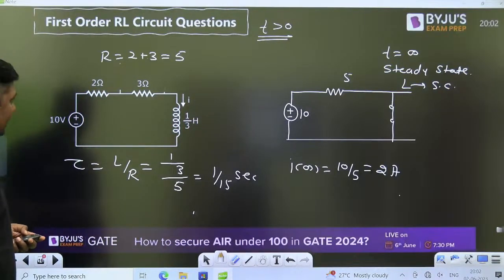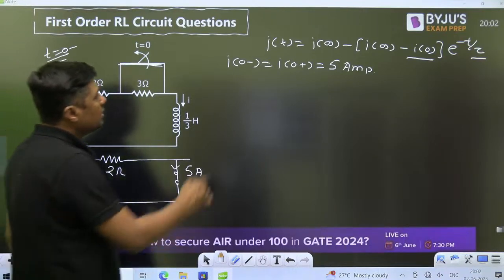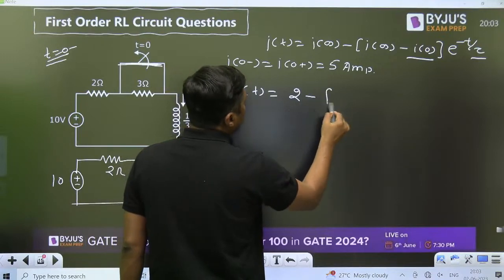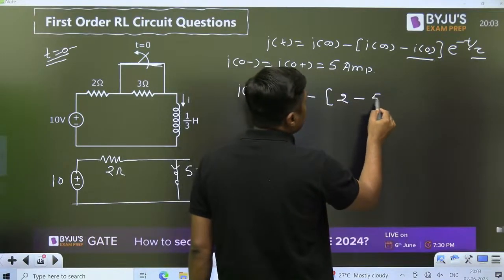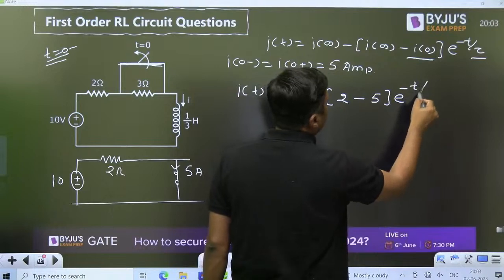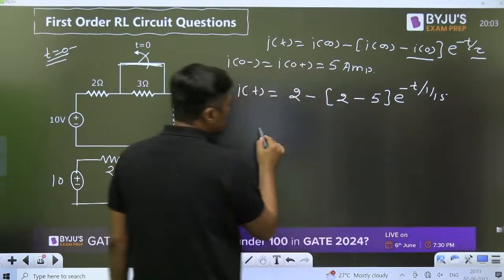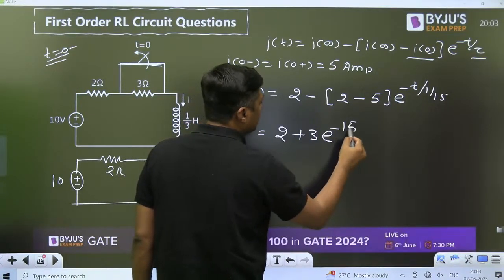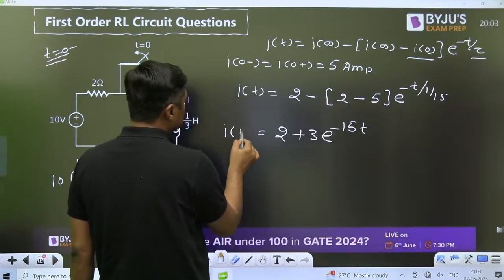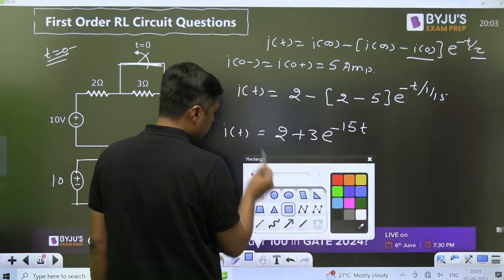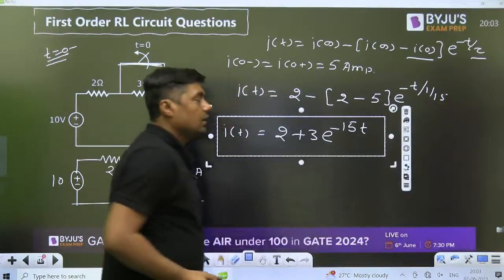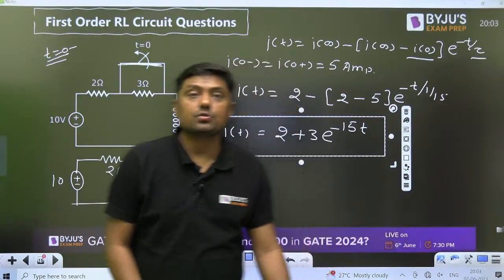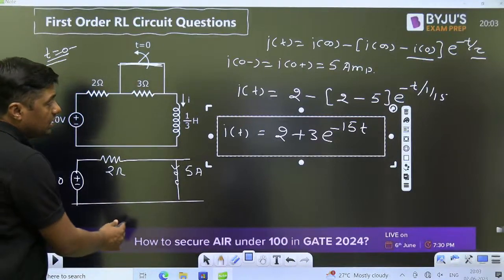Okay. Then you can use this equation. I(t) will become final current 2 plus, initial current 5 minus final current 2, times e raised to power minus t by 1 by 15. So it will become 2 plus 3 e raised to power minus 15t. And that is the equation. Very easy. And that is applicable for t greater than or equal to 0. Yes, you have given the right answer for this question: 2 plus 3 e raised to power minus 15t.